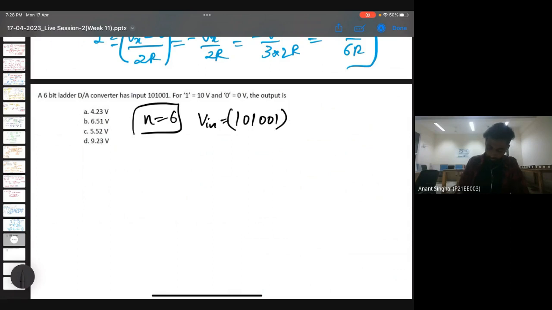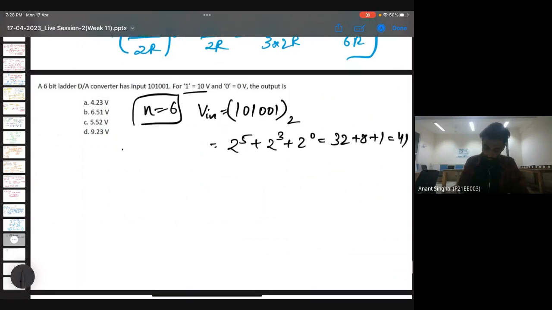101001 in binary. So we'll calculate, it is 0 1 2 3 4 5. So it will be 32 plus 8 plus 1. This will be 41. And it says 1 denotes 10 volts. So VREF will be 10 volts.